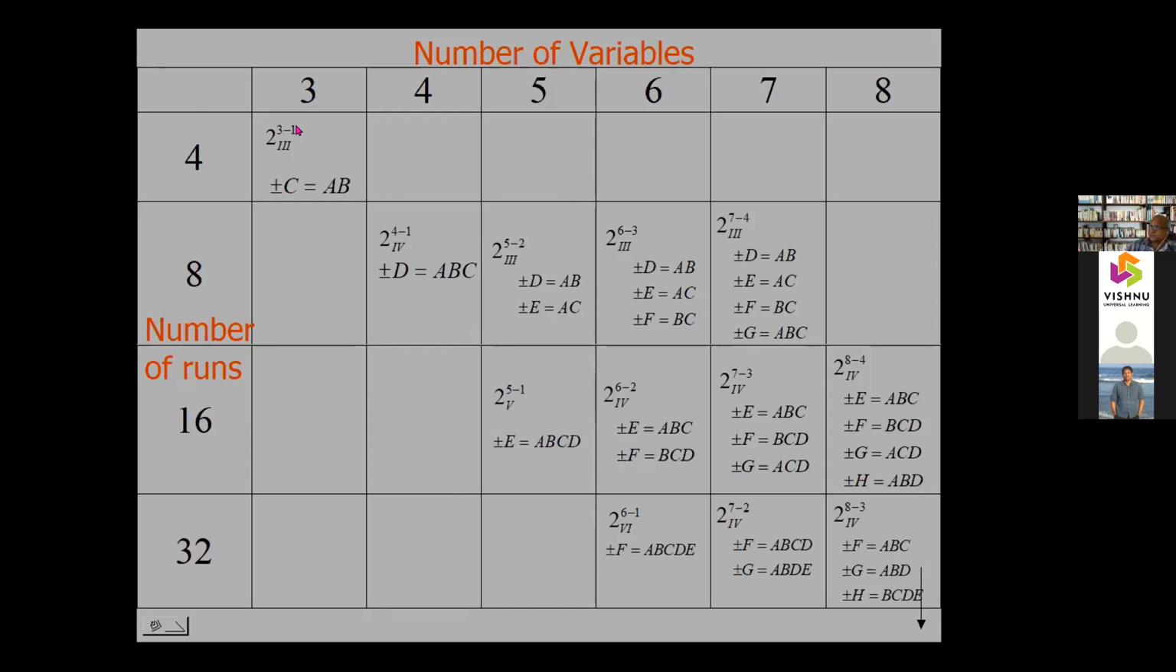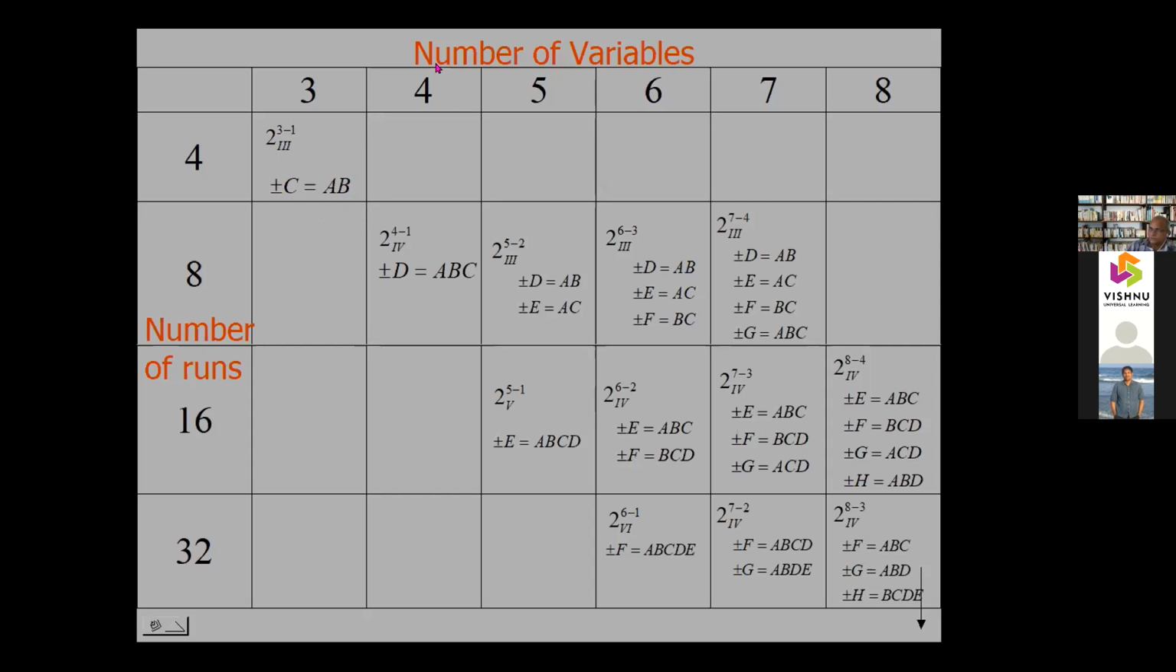So this is 2 raised to 3 minus 1. That is 2 raised to 2, which is 4 runs. This is a half fraction of a full factorial experiment in 3 variables. What is its resolution? Resolution 3. So main effect is aliased with two-factor interactions. So resolution 3 you can use only if you are sure that interactions are not significant. So this is the defining relation C equal to AB. So 1 is aliased with 2. 1 plus 2 equal to 3, resolution 3.